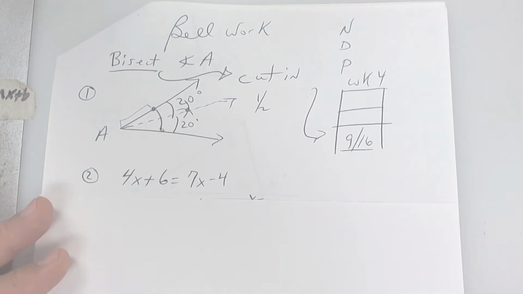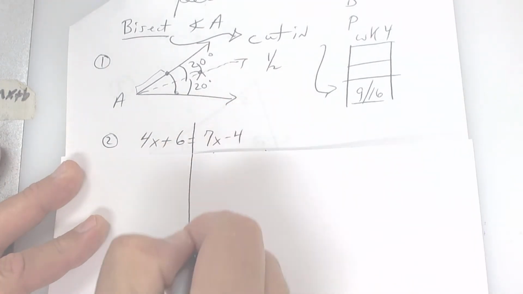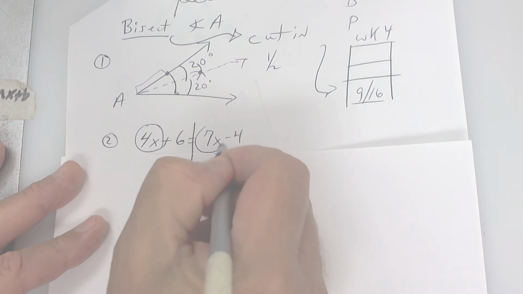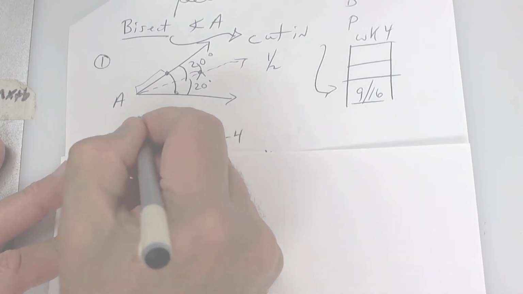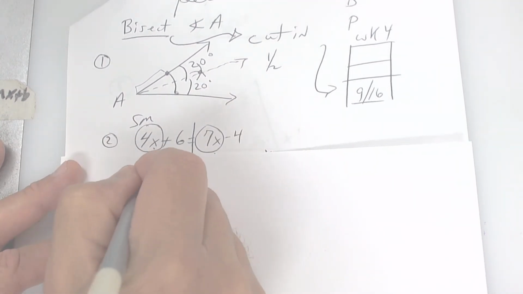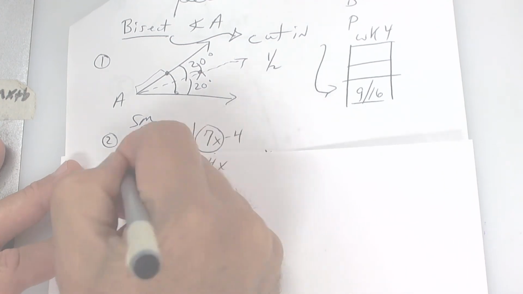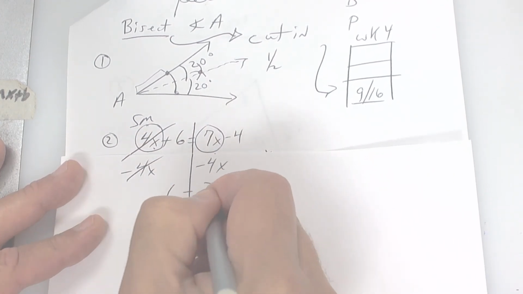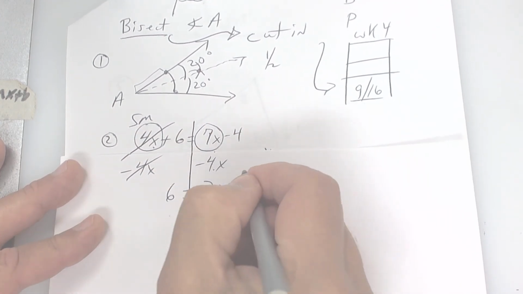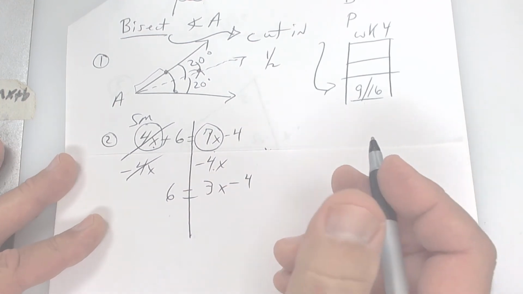This one right here is variables on both sides. Draw your line. No, you cannot add these up because they're on separate sides. But this one's smaller. You want to go after the smaller one, which is what I'm doing. So you get 6 equals 3x, 7 minus 4. And now it's a two-step equation. So you should know how to do this.